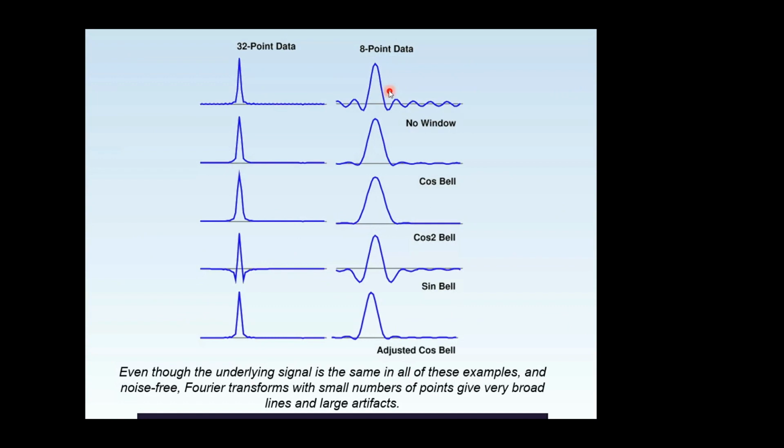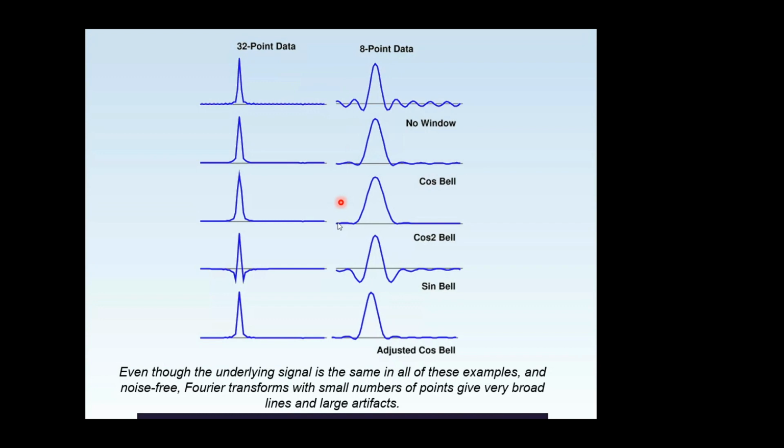The situation, however, becomes more severe the smaller the number of points that we have to deal with. So for example, here are corresponding signals from a time domain data set that consists of 32 points. And here are the corresponding Fourier spectra that are generated from the same signals, but if we only consider the first 8 points. And so what you see is when we have only 8 points, the lines are radically broader and the artifacts are much bigger and more pronounced too. Even though the underlying signal is exactly the same.